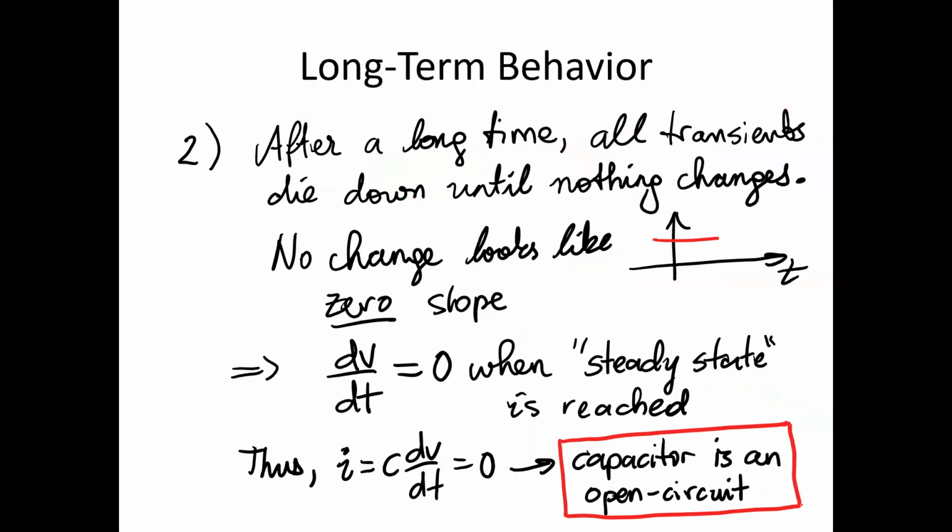Let's now consider the next important endpoint of behavior, which is how a capacitor behaves in the long term. Suppose you had a battery connected to this capacitor, and you're charging your capacitor. What happens after a long time? Just as with any mechanical, electrical, or other system, eventually all of the transient behaviors will die down, and the system will come to rest.